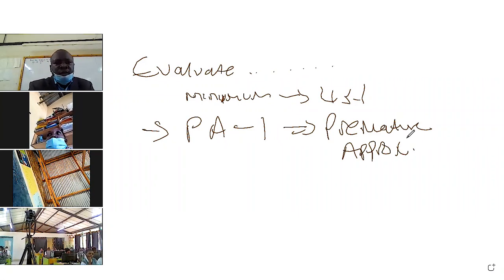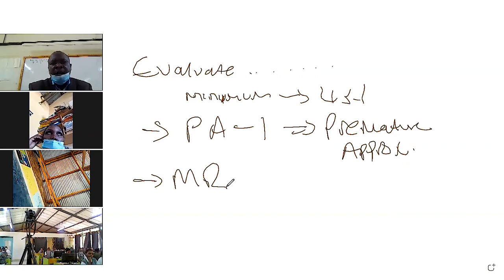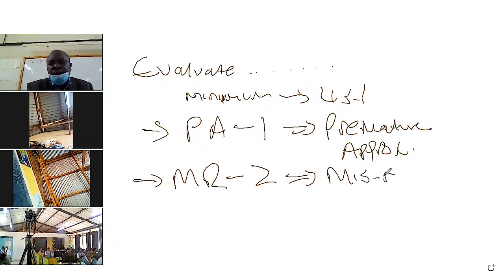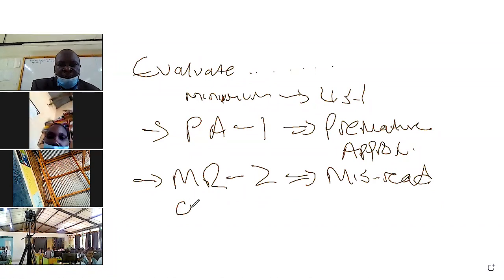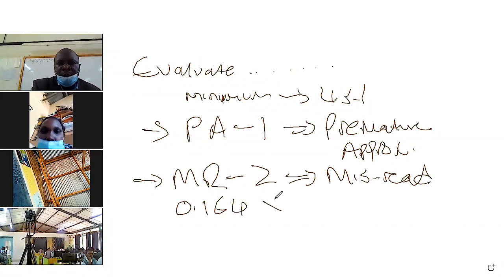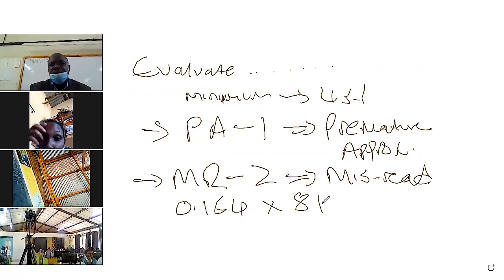Then there is another one, which is also very punitive, which is MR, which is misread. This is misread, and you lose 2 marks. Misread is when you have been given some figures, but you don't work them out the way they are given. For example, you are given 0.164 multiplied by 81, and you are supposed to evaluate that. It's just an arbitrary example, 0.164 multiplied by 81.